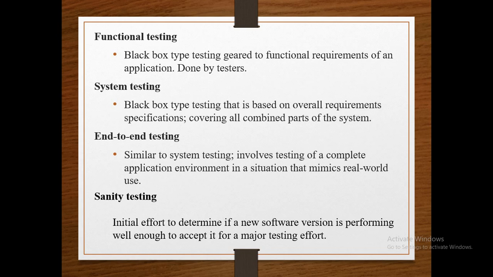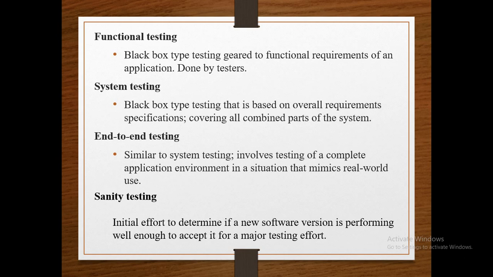System testing, a black box type of testing, is based on the overall requirement specification and covers all the parts of the system. End-to-end testing is similar to system testing, but it involves testing of a complete application environment in a situation that mimics real world use. For example, an end-to-end environment is created in your company and then your application is tested.